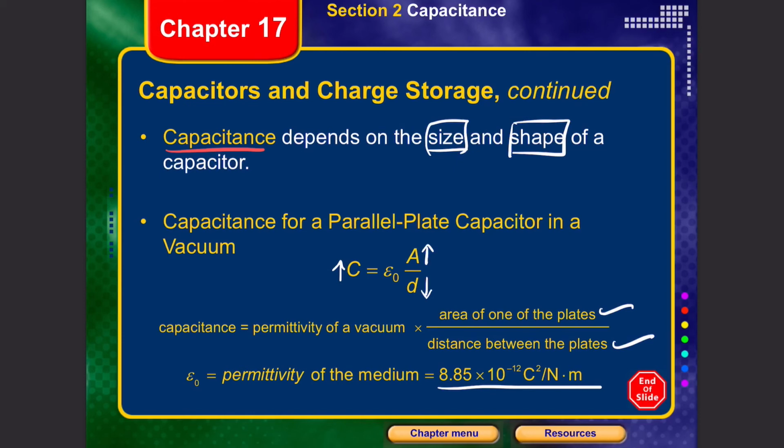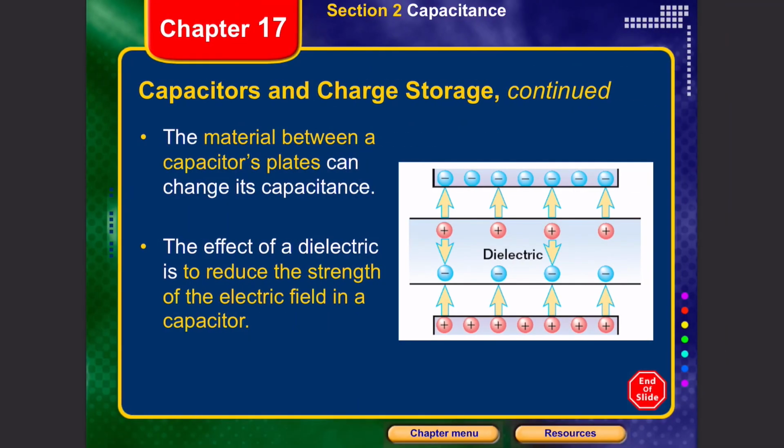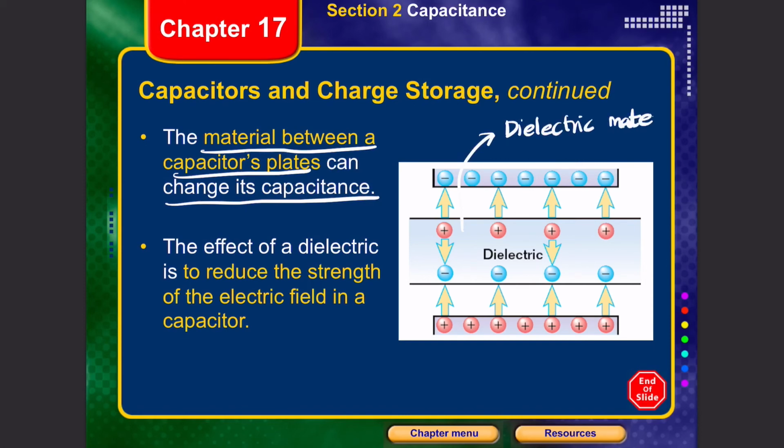So there is one other method of increasing the capacitance, which is by using a material between the charges, between the capacitor plates. That material can help change its capacitance. The material that we use is called a dielectric material.